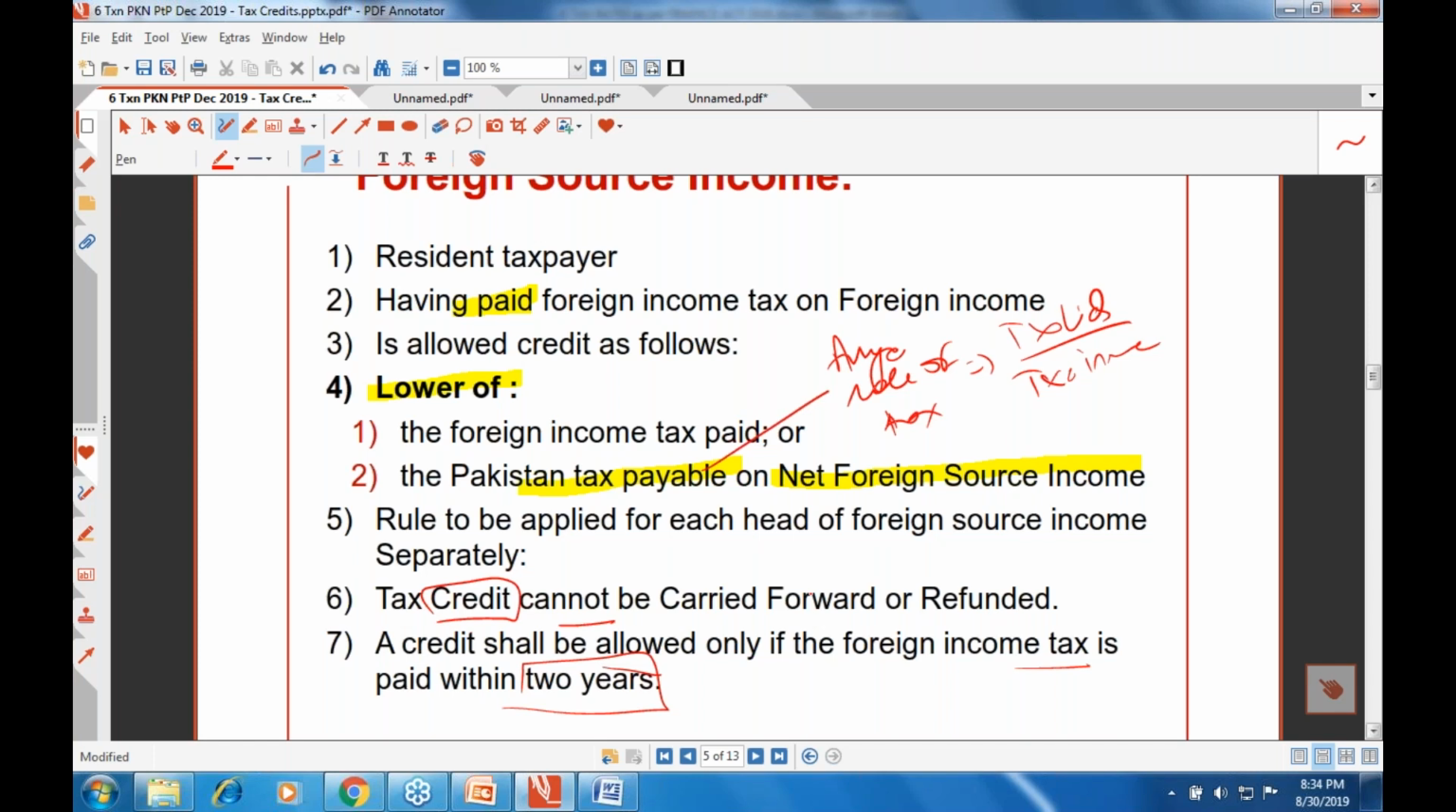Zishan, sales tax has not been covered, and it's unlikely going to be covered also. We will stick to the tax credits, the income from other sources, and the foreign source income, things like that. We will not go on to the sales tax.